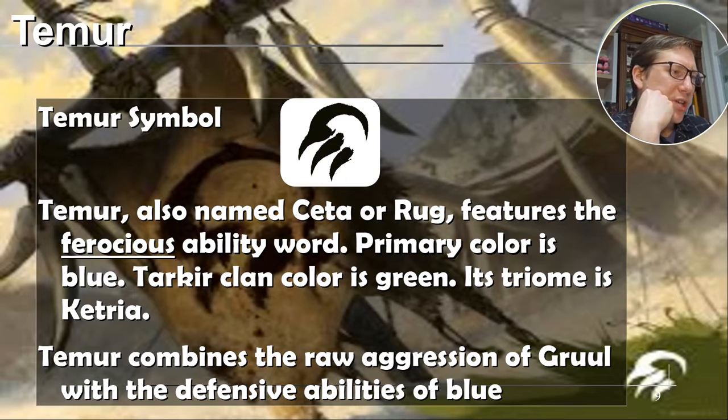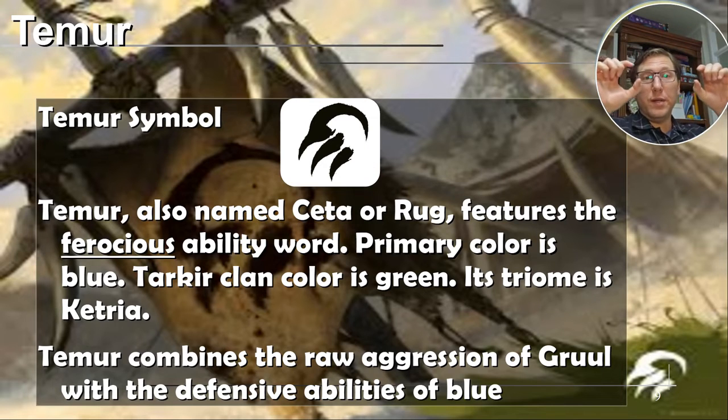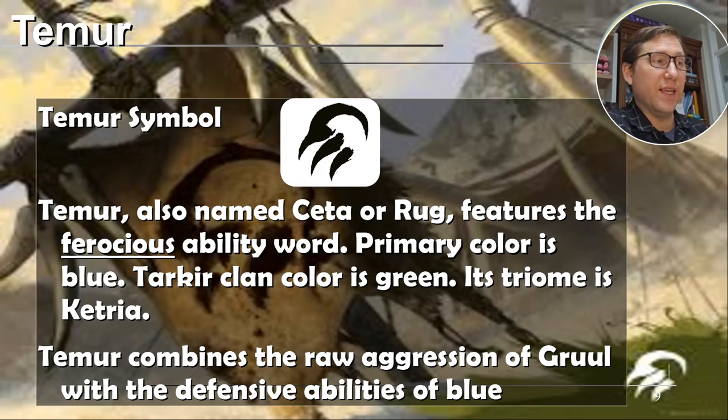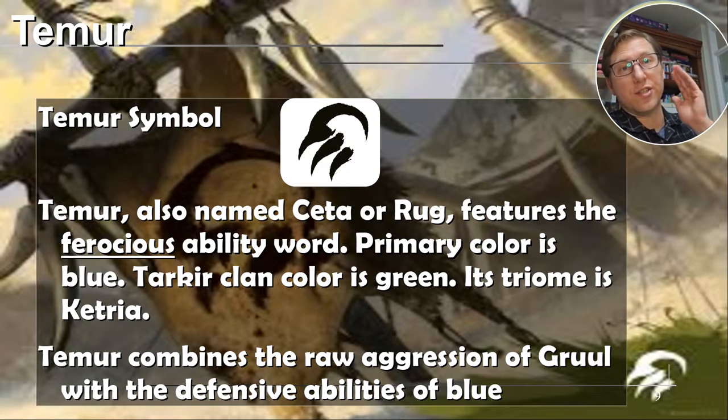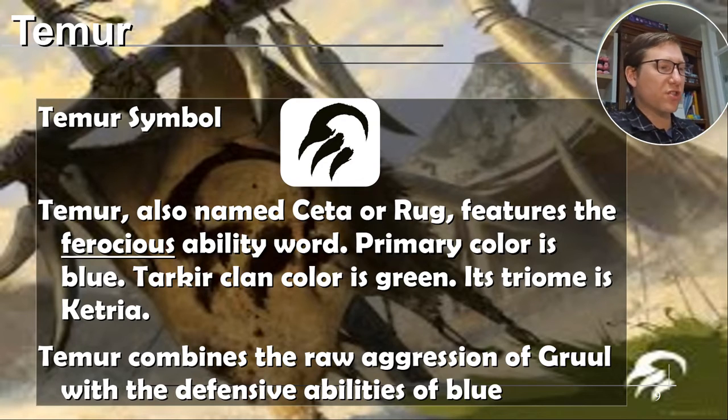Temur combines the raw aggression of Gruul with the defensive abilities of blue. Again, I think this is another very strong one. The green-red combination makes for a lot of offense, and then blue can do a lot of the defense, right? Be a little more tricky. I think Gruul's main weakness is that it is just like punching, and then blue is going to be all sneaky. So that is quite the combination.